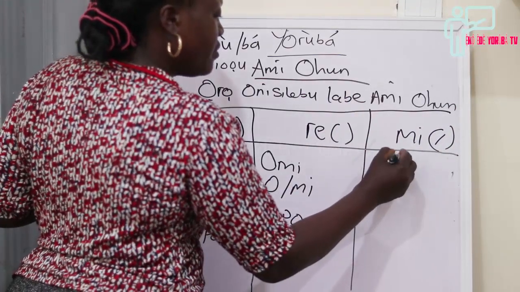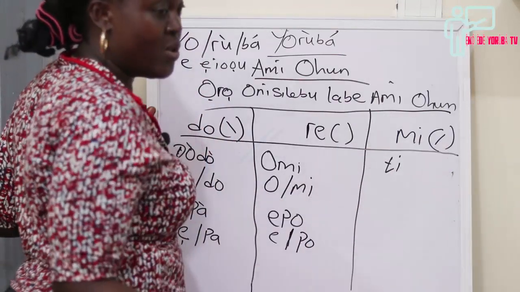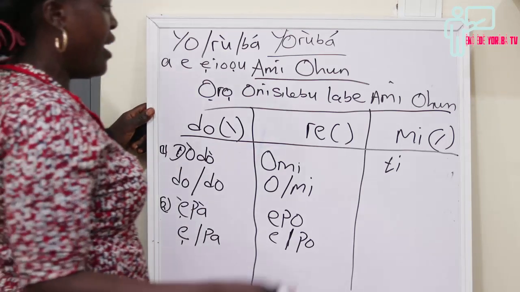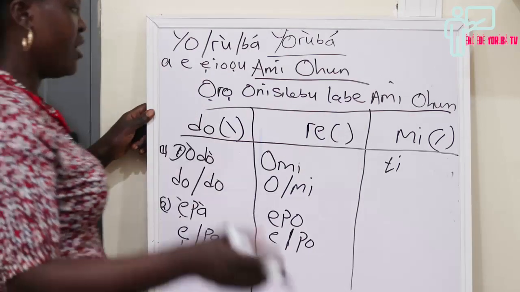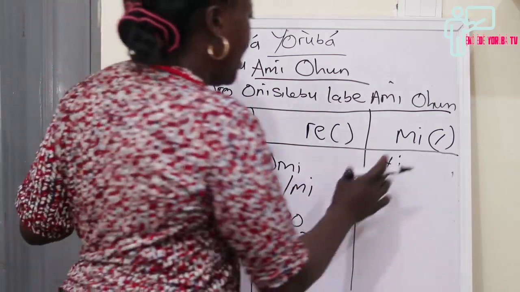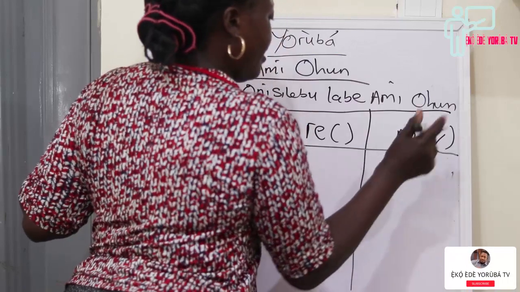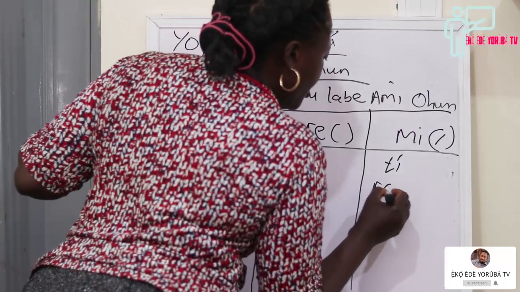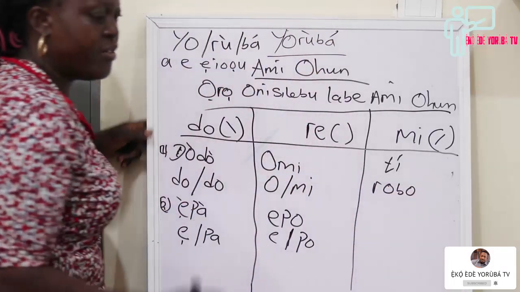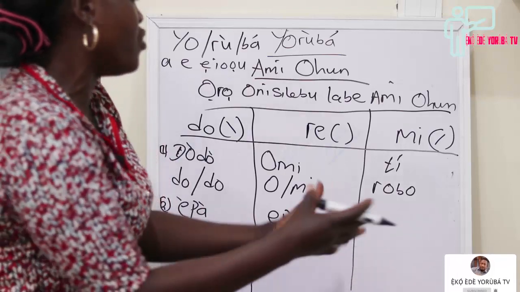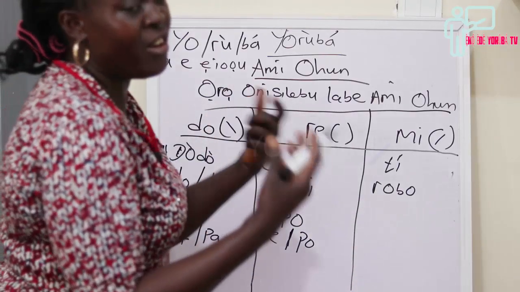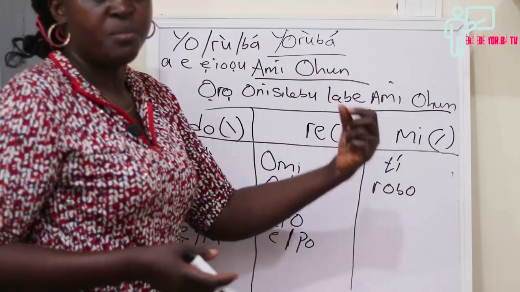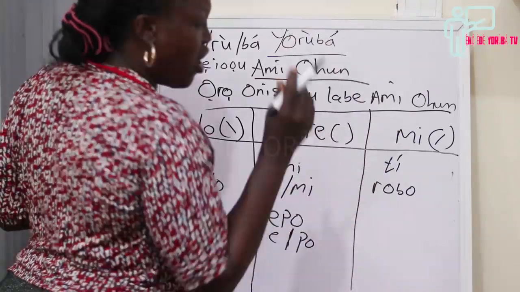Mo lè ní T. I can say T is one of the articles in Yoruba. Article A, article D. So this is also an article in Yoruba. So mi, T. So robo, I can say robo is one of the snacks in Yoruba. They make robo with kuli-kuli, groundnuts. Robo. Mi, robo. You call it.